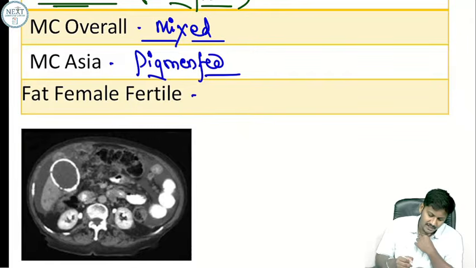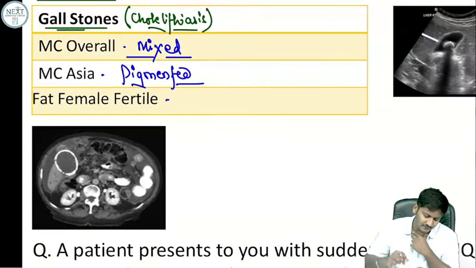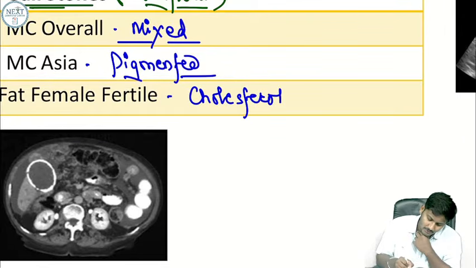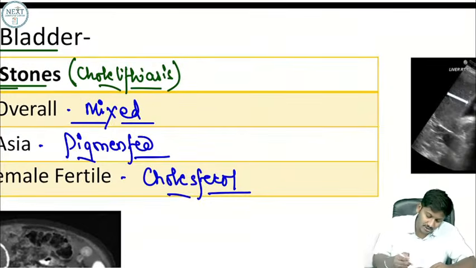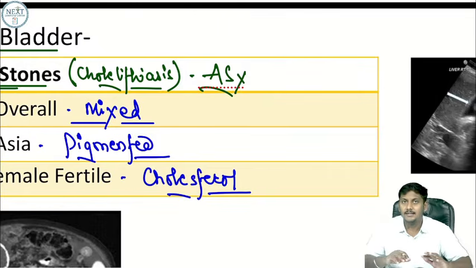And if there is a fat, fertile female in her 40s, she will definitely have more chances of cholesterol gallstones, due to hypercholesterolemia. We know the majority of patients of gallstones or cholelithiasis are completely asymptomatic. It is just an incidental diagnosis.